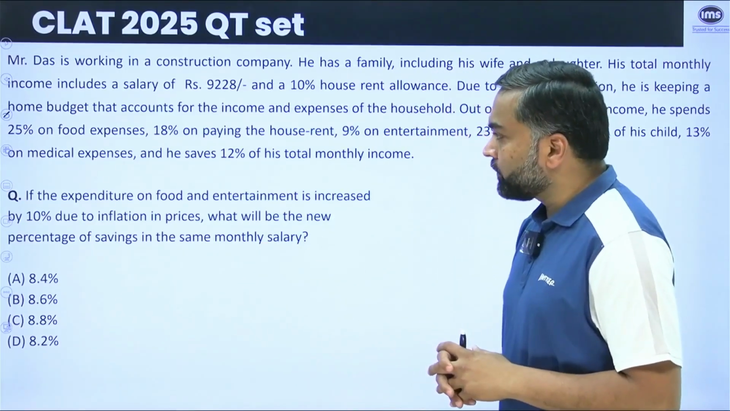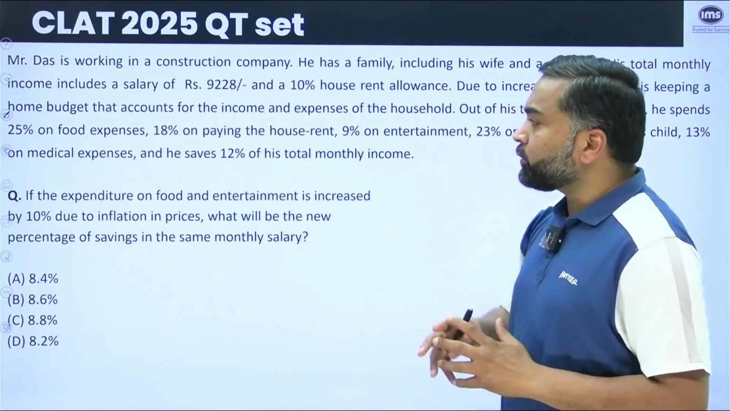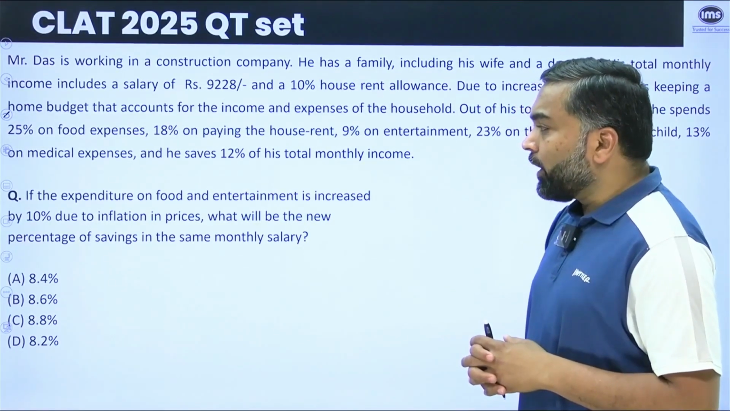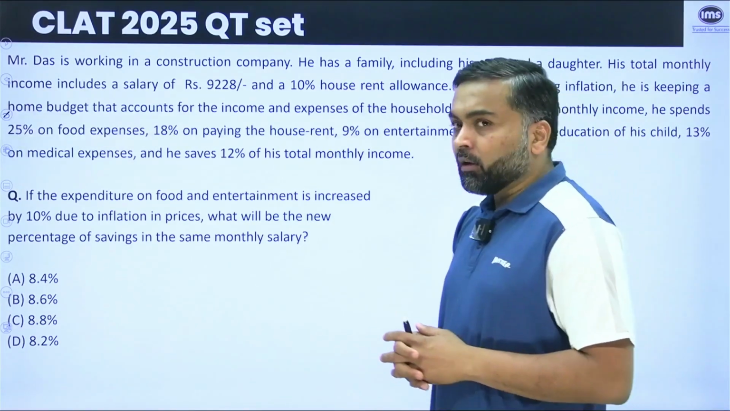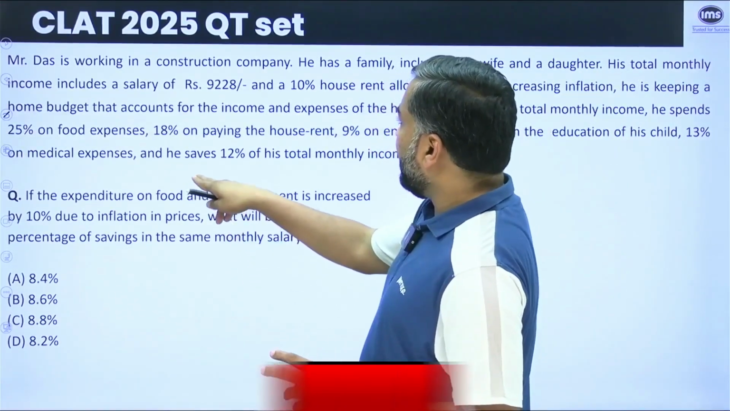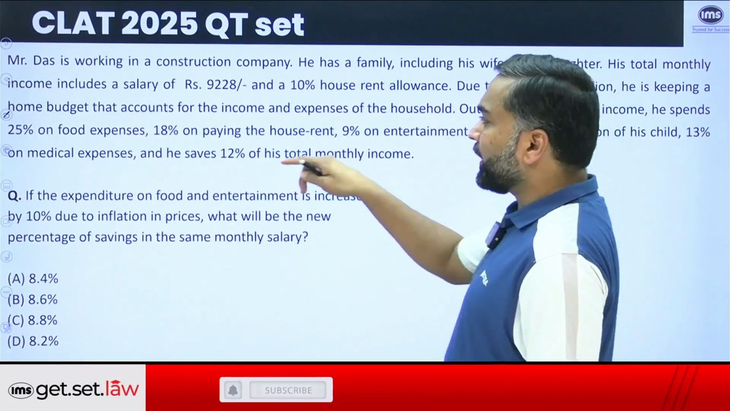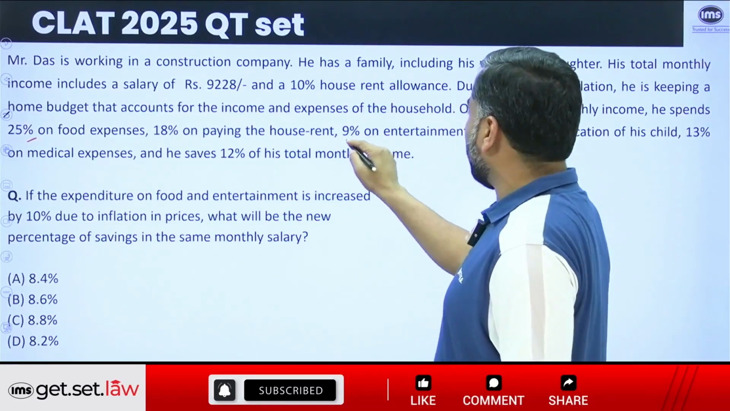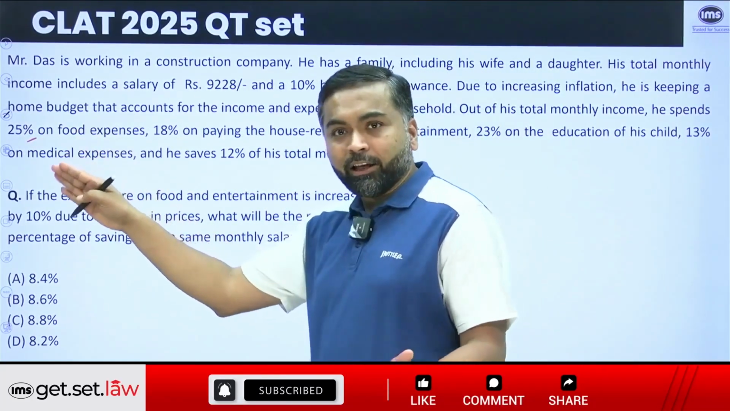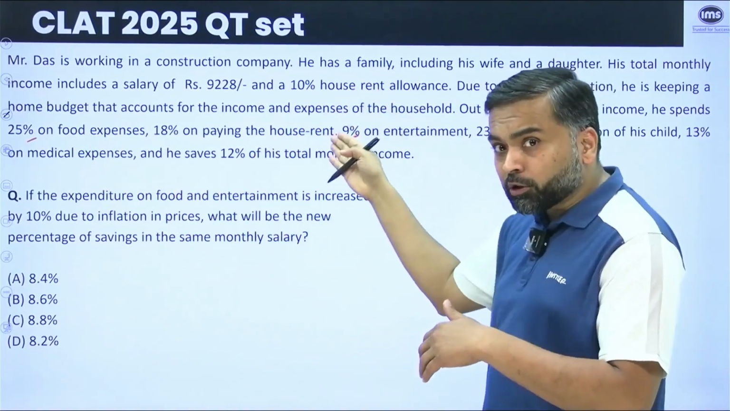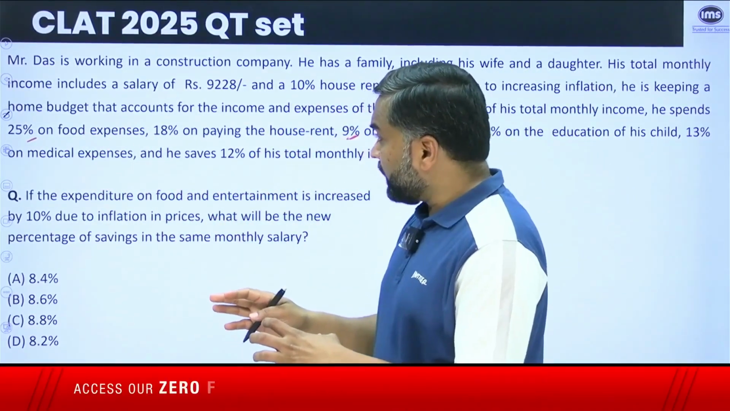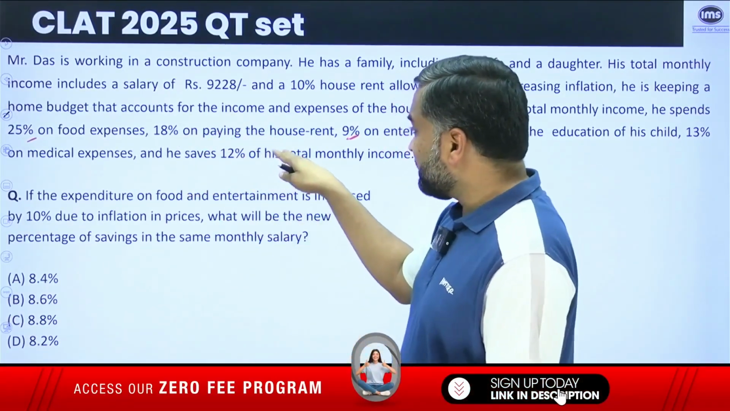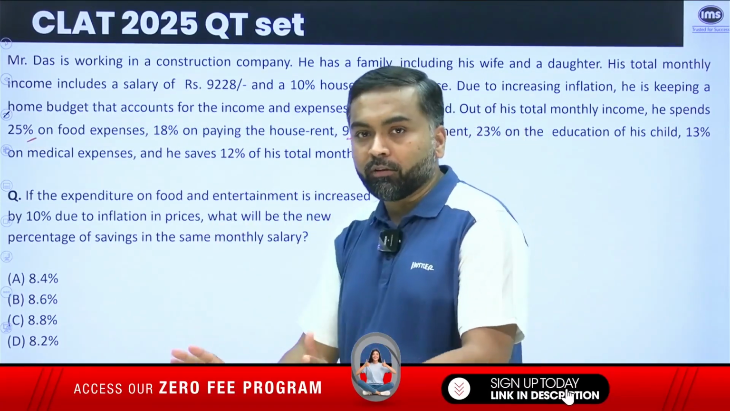Okay, so if I look at this, if the expenditure on the food and entertainment is increased by 10% due to inflation, what will be the new percentage of saving in the same monthly salary? Now here, food and entertainment. Food expense is 25% and entertainment expense is 9%. So I have to increase 10% on 25%, then I have to increase 10% on 9%, then I have to see what is the other expenditure, and then what is the change in the monthly saving, correct?